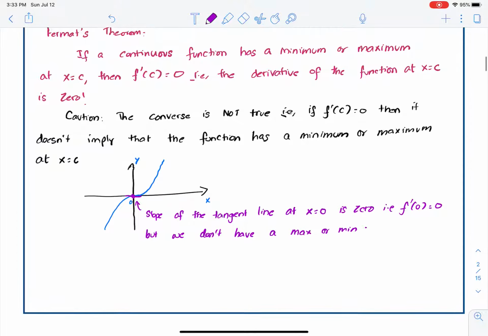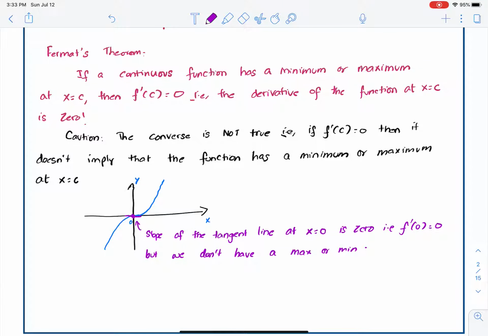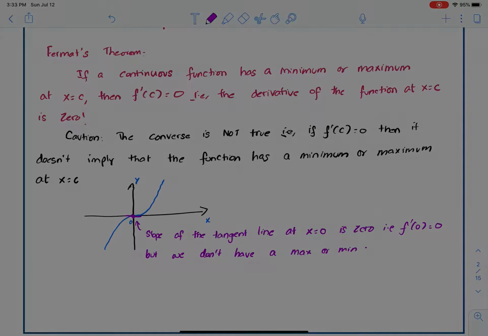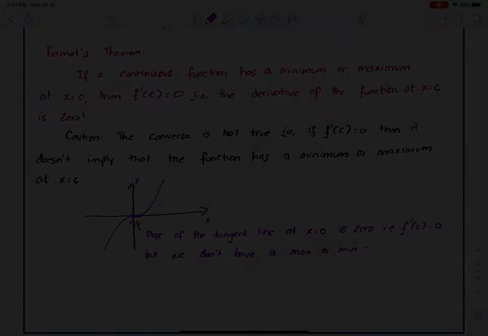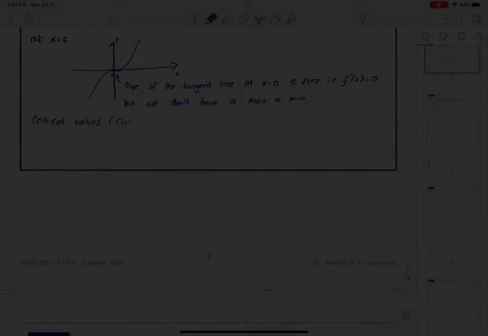So you've got to be careful when we interpret Fermat's theorem. If we have a continuous function and we know that there is a maximum or minimum at a point C, then the derivative at that point has to be 0. But the converse is not true, in the sense that if I know that the derivative at a point is 0, it doesn't imply that there would be a max or min. A very good illustration is right here in this picture of the cubic polynomial. One of the things that we use to find local minimum and maximum are called critical values or critical numbers.